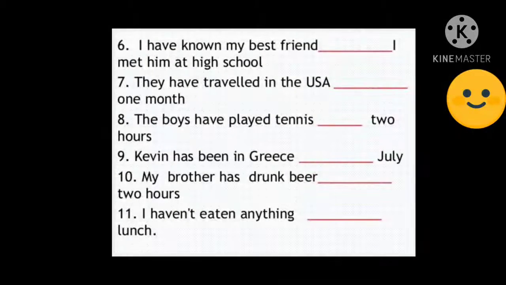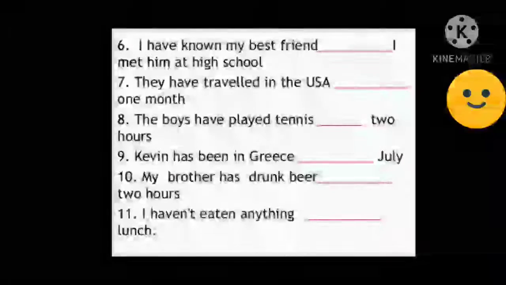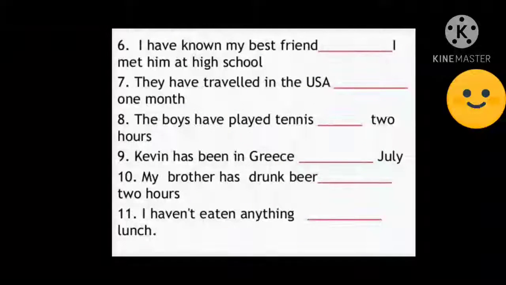I have known my best friend dash, I met him at high school. So it's very clear that you have to make use of since here. Since I met him at high school. From that time onwards, both have friendship, a lot of familiarity and acquaintance. They have traveled in the USA dash 1 month. So 1 month means duration of the time, length of the time is given, for 1 month. The boys have played tennis dash 2 hours. 2 hours is given. So for 2 hours.